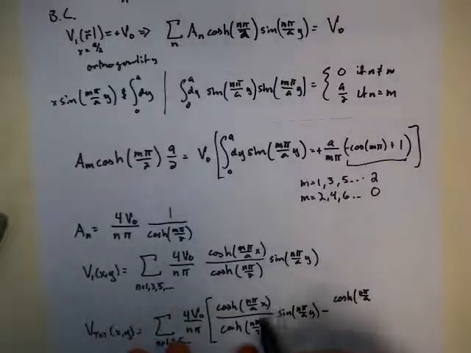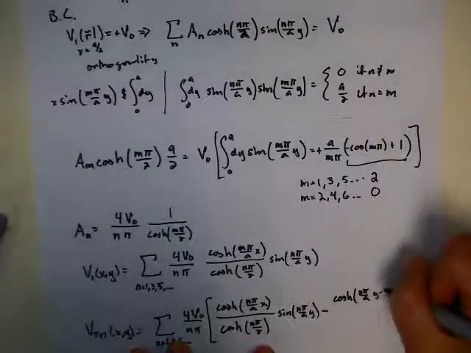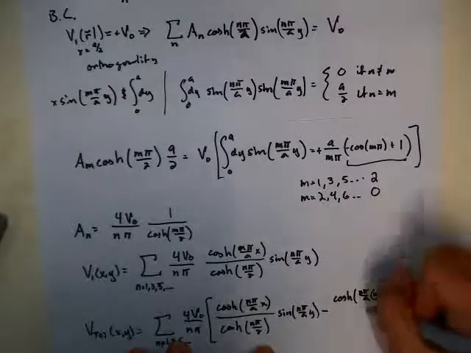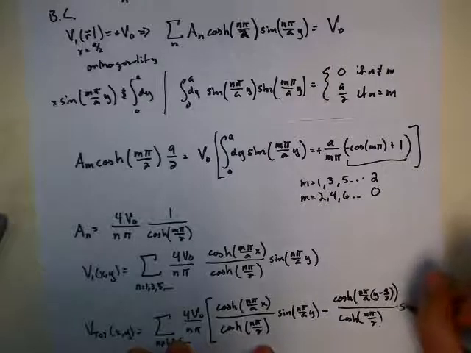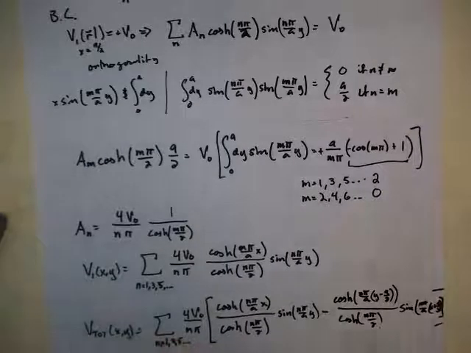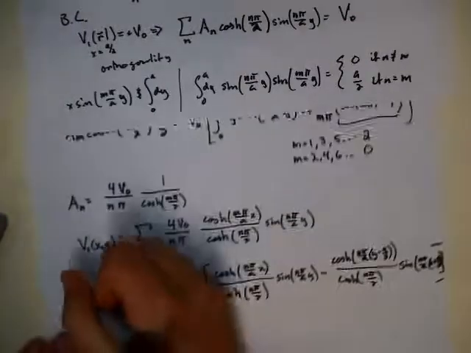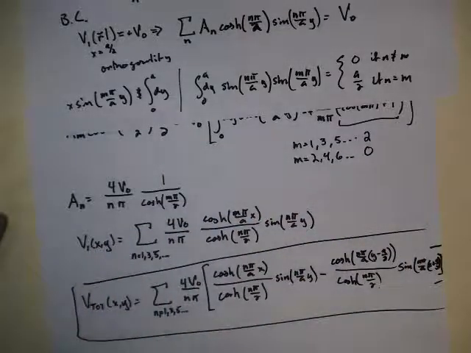but the range of x is negative a over 2 to a over 2, while the range of y is 0 to a. So this will actually be y minus a over 2, divided by the cosh of n pi over 2 times the sine of n pi over a, and here we're going to have x plus a over 2. And that is your general solution. Okay. So it didn't quite fit on the page, but hey, that's what you get for planning.